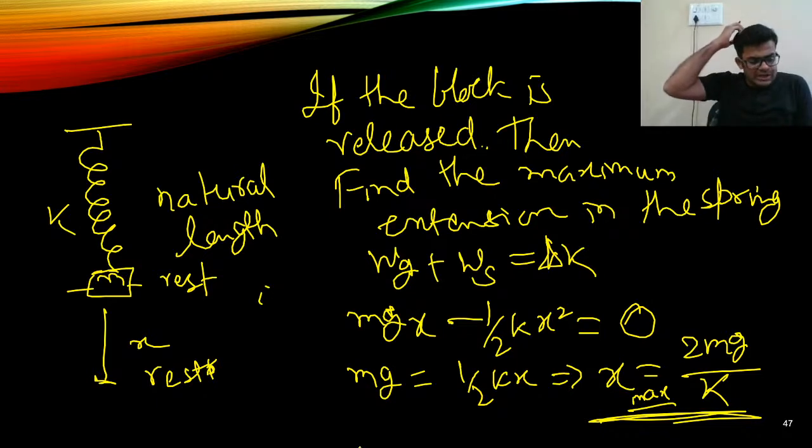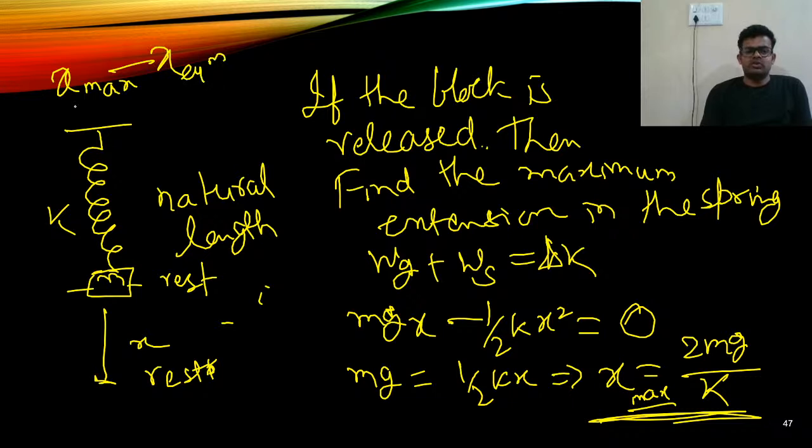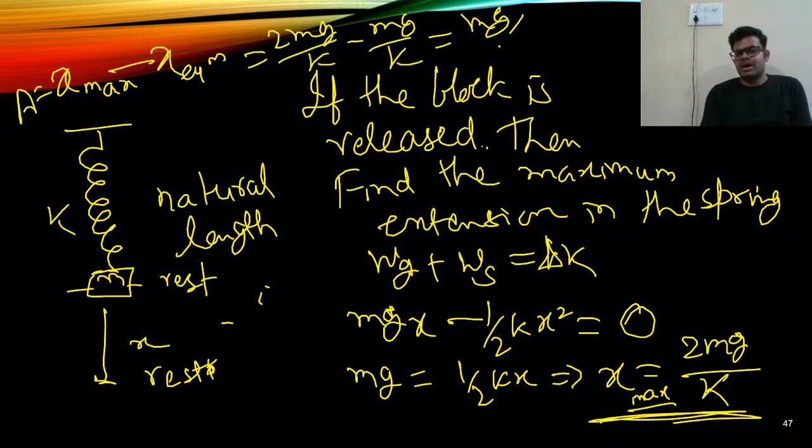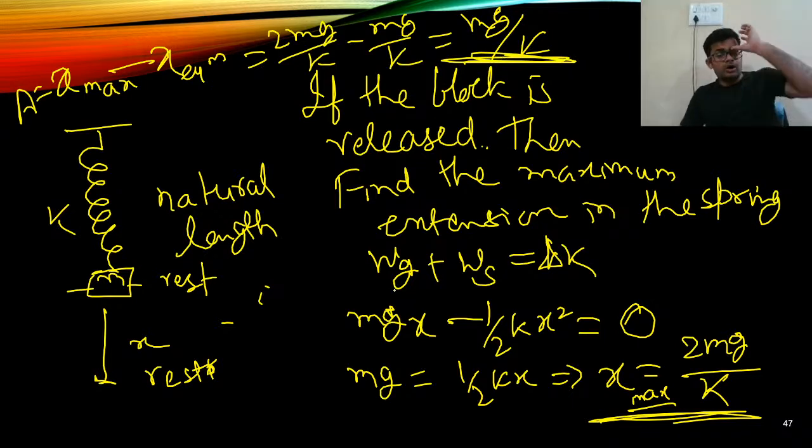Now we ask, what is the amplitude of the oscillation of the block? You will say x max minus x equilibrium. If you do that, that will be equal to the amplitude. So we'll say 2mg by k minus mg by k. So directly you can say mg by k is the equilibrium, or we can say it is the amplitude. mg by k is the amplitude for this system. That's all. This is a very simple question, and I hope all of you are able to do it. This is a simple thing I wanted to explain to you.